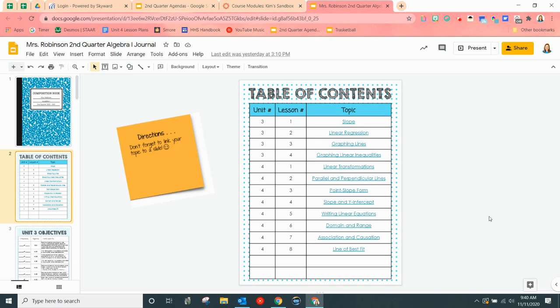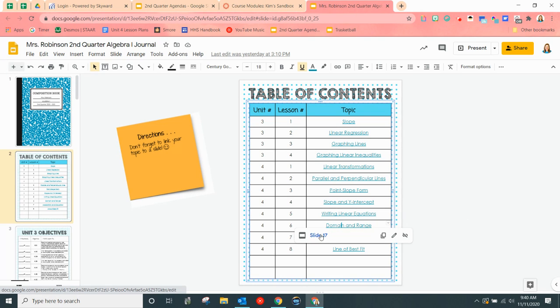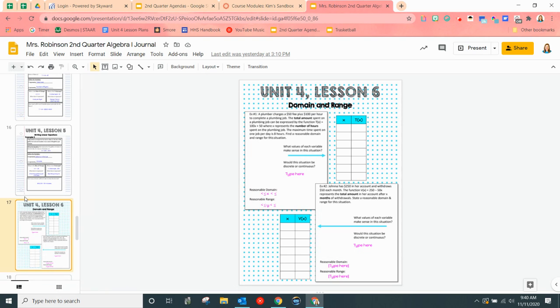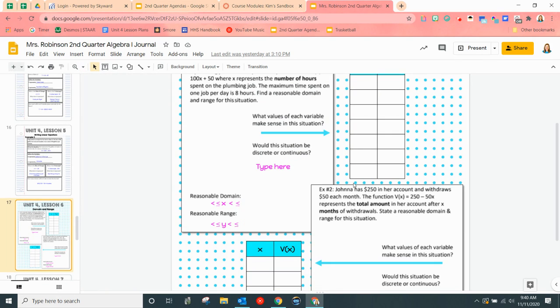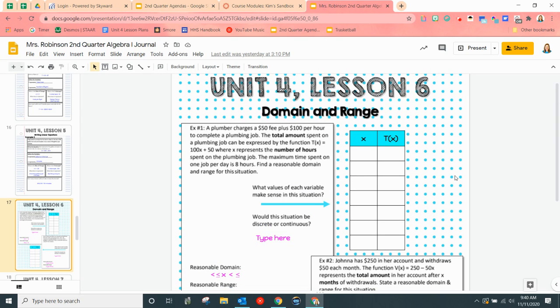So here is what your table of contents page should look like. So you could pause the video here, fill in these if you need to. But we're going to the one that says Unit 4, Lesson 6, Domain and Range. Should be slide 17 in your journal this 9 weeks. So I'm going to zoom in here. We're going to talk about these problems. So we have two problems.